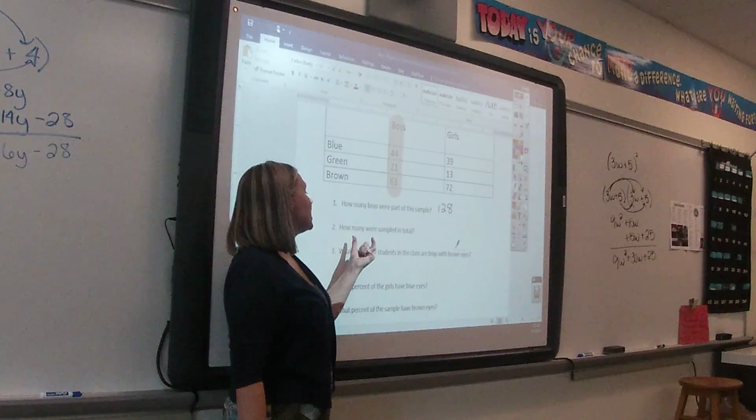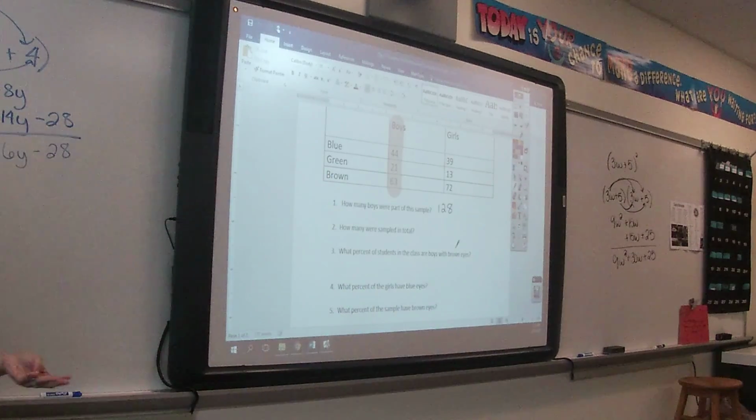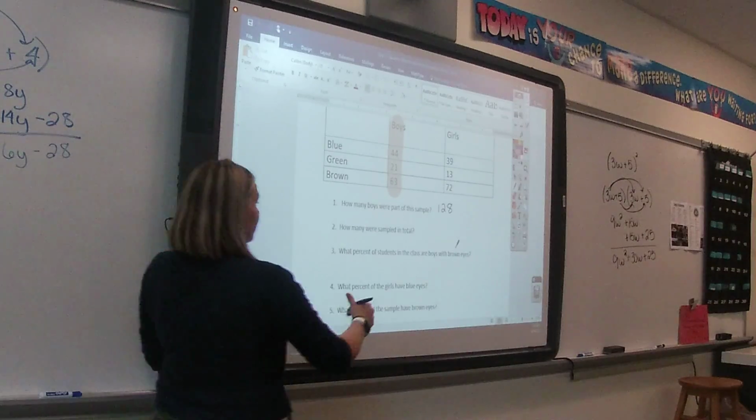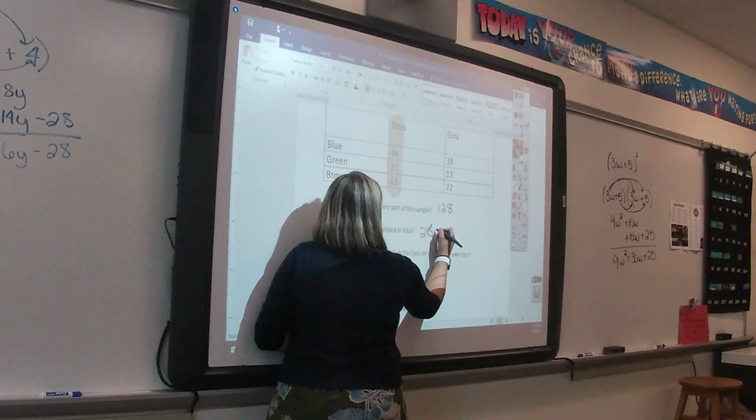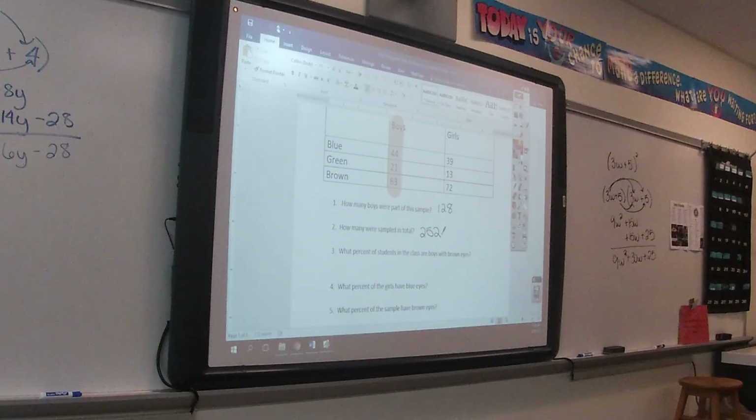Number 2 then says how many were sampled in total. If we want to know how many were sampled in total, we're going to add up all of the columns. Did you already do that, Bailey? What did you get? 252? Are we agreeing? Anybody else add them all up and get the same thing? Yes. Perfect. 100 for the girls.